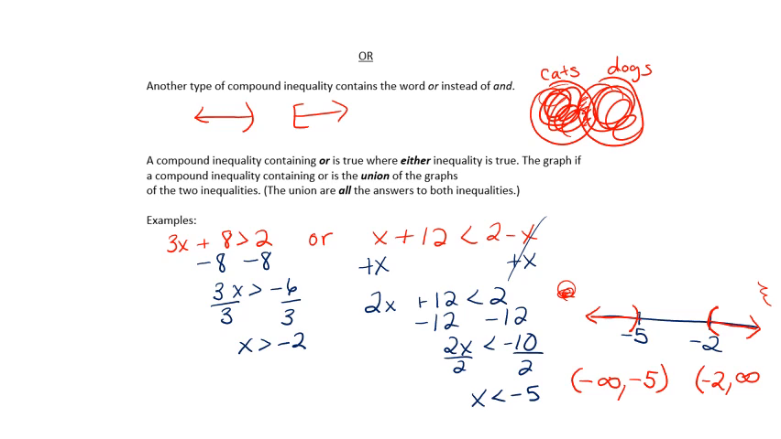Now, we want to join these two together as one solution, so we put in what's called the union symbol. Okay, that's a symbol for a union. All right, that is how you're going to write it. That's how we say or in math, with that union symbol. So my solutions are -infinity, -5, union symbol, -2 to infinity.